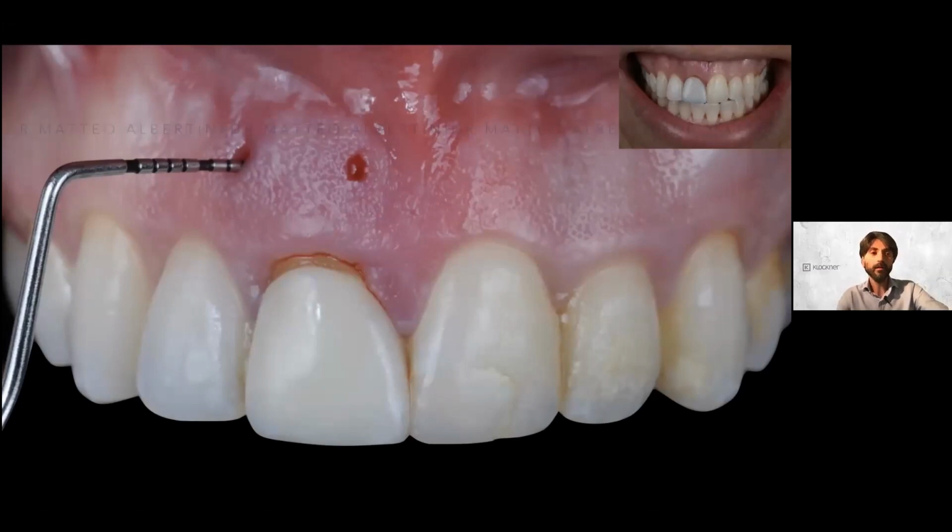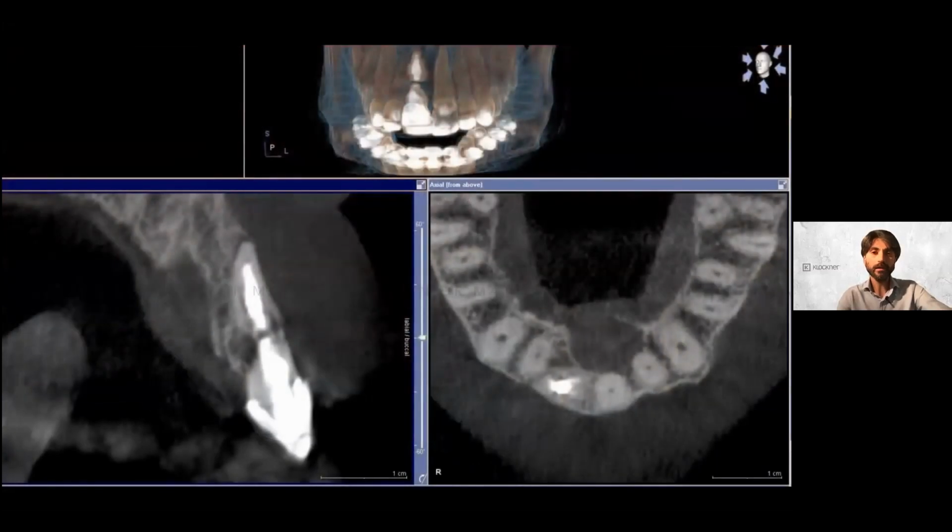We have a gummy smile and an apical fistula. So in the CBCT, we can see that we have a total absence of the buccal bone. There is a horizontal fracture of the tooth, and we even have a big nasopalatine cyst, as you can see in the occlusal image of the CBCT.